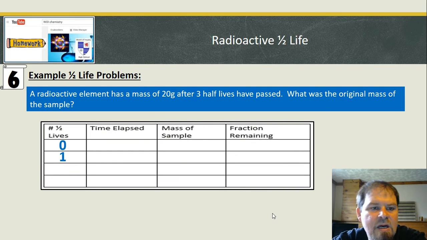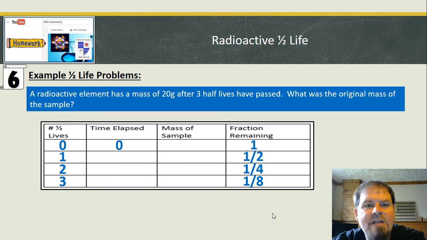All right, next one. Again, I'm going to fill in the things I already know, just to get used to that these guys in blue are fixtures. And then I'm going to go right to the problem. A radioactive element has a mass of 20 grams after 3 half-lives have passed. What was the original mass? So I'm going to go to where 3 half-lives was, and I'm going to put in 20 grams, because that's what it tells me. It says I have 20 grams left after 3 half-lives have passed. What is the original mass of the sample?